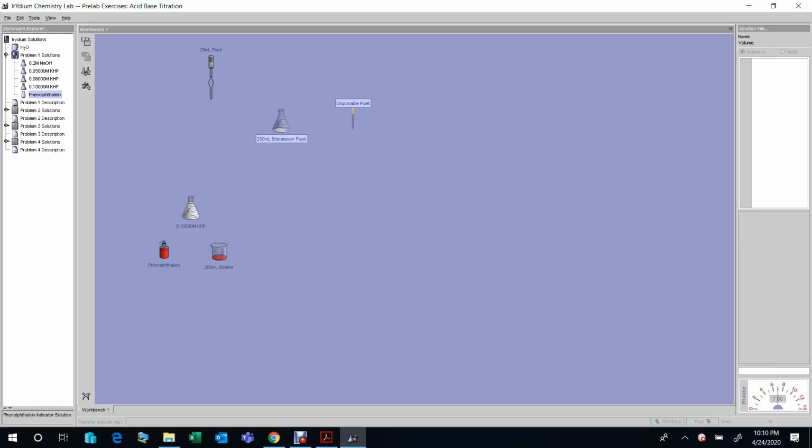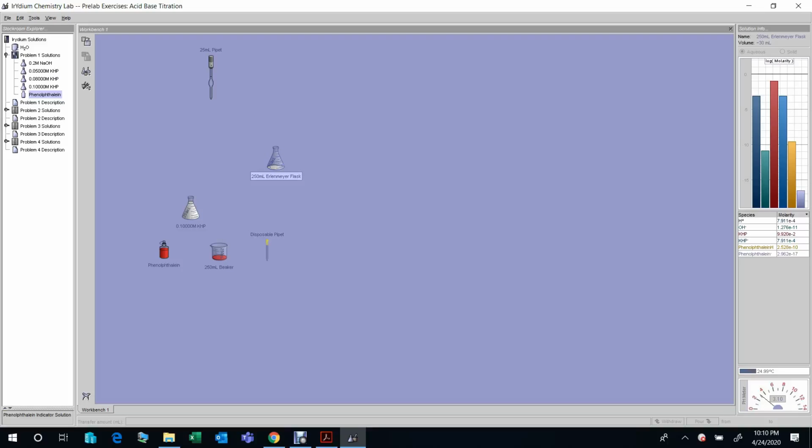So this is confirmed as we click the container. You see, as we click, we can see the information. It has KHP, it has indicator, and then we can rename it. We can name it 25.00 milliliter, because the concentration is 0.10000 KHP plus indicator. We have all the information, and then we click.